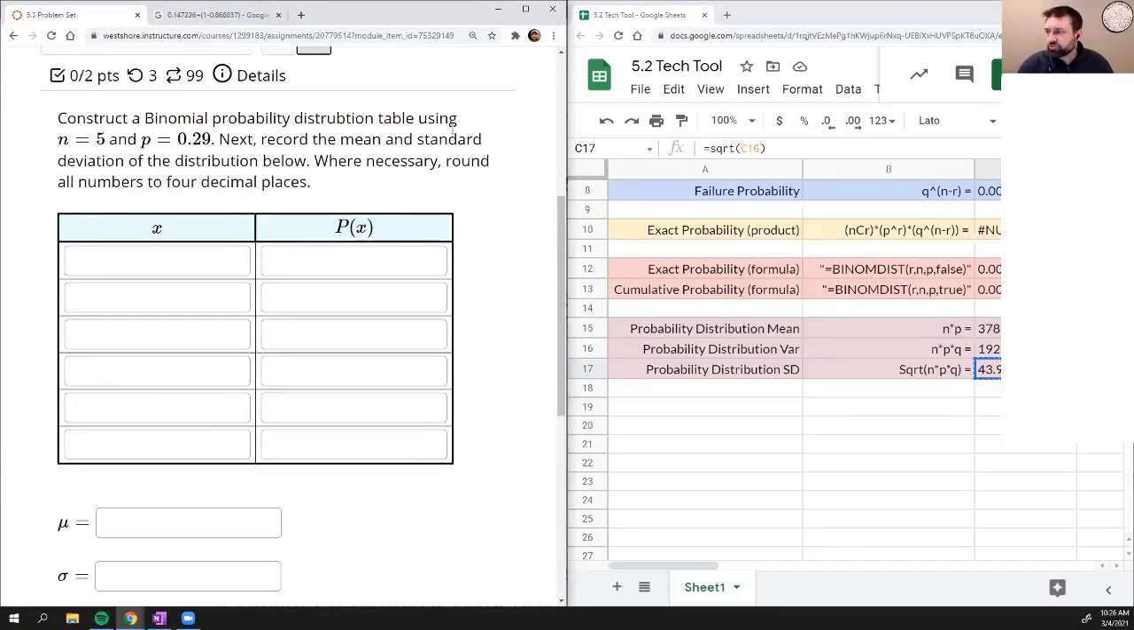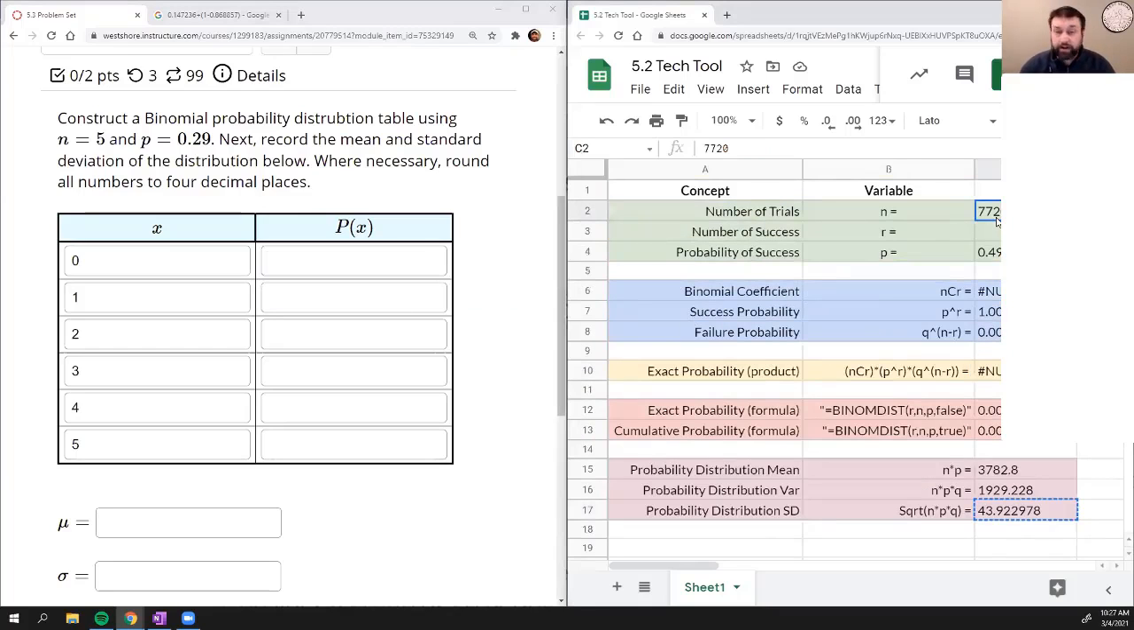Construct a binomial probability distribution table using n equals 5 and p equals 0.29. So what x values can we have? If there's 5 things, we can have 0, 1, 2, 3, 4, and 5, right? And so what's the probability of getting exactly 0 correct? All right, let's go here. I've got 5 items, so n is 5. R is 0, so there's 0. And the probability of success is 0.29. There you go. So the probability of getting exactly 0 correct would be this number here, or this number here. Either one, they're the same number.